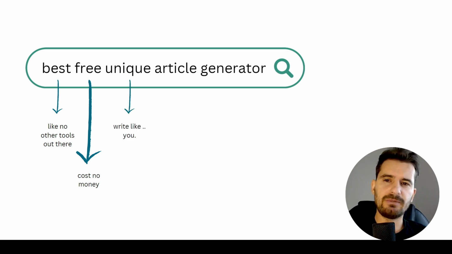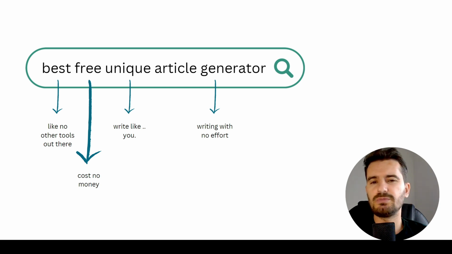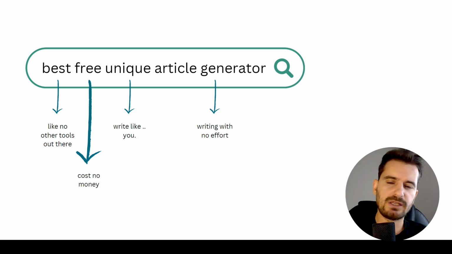They want it unique. By unique, I think what they mean is something that not just generates an article, but writes it like you would write it. And generator means that it should be writing it with no effort, right? Just a click, press a button, and it writes the article.